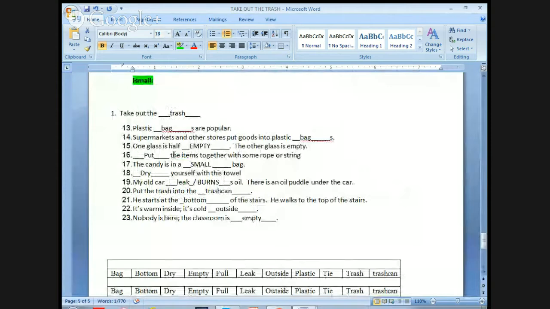And Ismail, one glass is half empty, and I would say probably half full, but either one is correct. Half full, half empty. The candy is in a small bag. I think the story said plastic, but your answer is fine. And here you said my old car leak or burns. In the story it is leak, but burns would be fine. All right. Any questions?